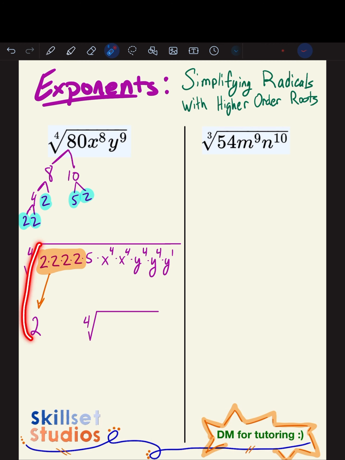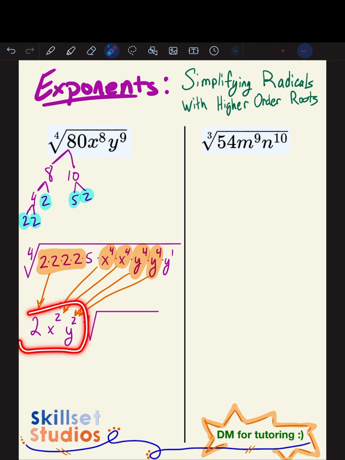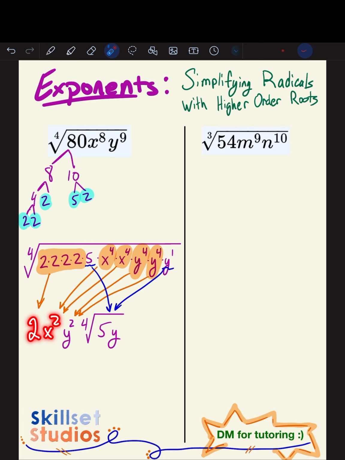In groups of 4, we have 1 group of 4 2's, 2 groups of 4 x's, and 2 groups of 4 y's. And so those can all leave the radical. Our 1 5 and our 1 y do not have enough to leave the radical, so they'll just stay inside. 2x squared y squared times the 4th root of 5y becomes our final answer.